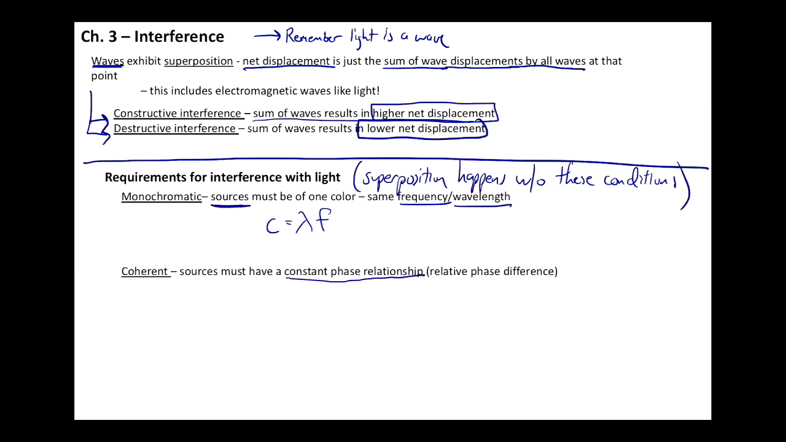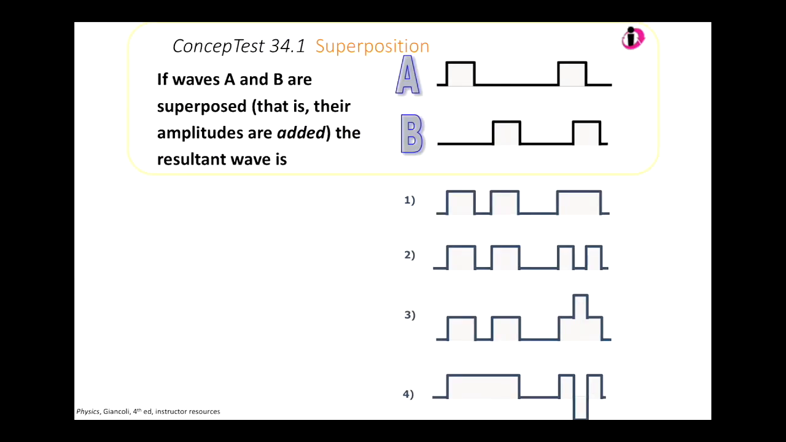Monochromatic and coherent. So, we've got two very made-up sort of waves here that really don't represent much of anything, okay? Wave A and wave B. If I superpose them, if I add them, which one of the bottom 4 options would you get?